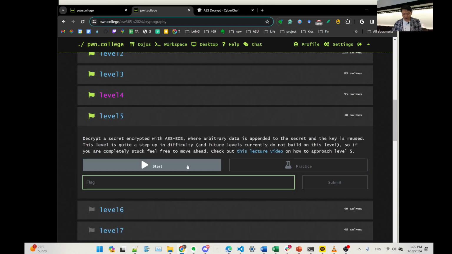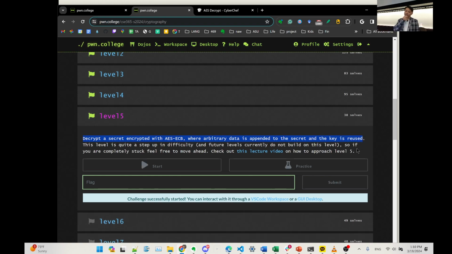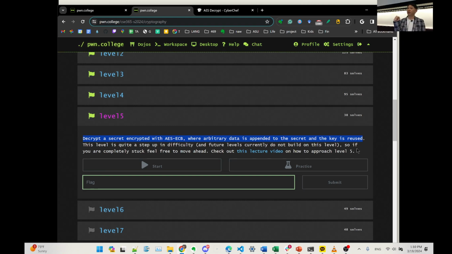Okay, let's move to level 5. Decrypt the secret. Arbitrary data is appended to the secret, and the key is reused. That means we need to put some arbitrary data appended to the plaintext before the secret key, and we can compare the input and output to see what changes.